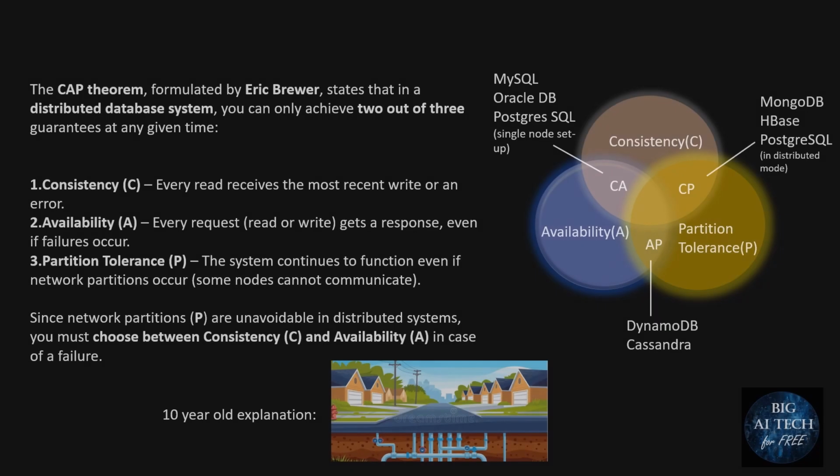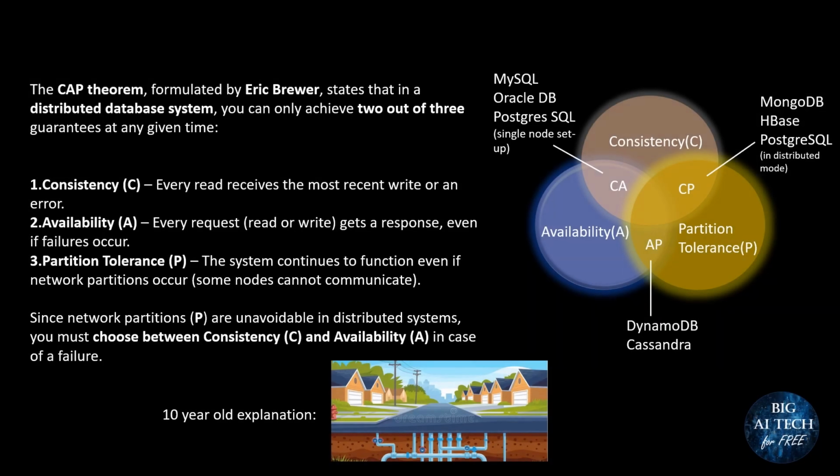CAP theorem is formulated by Eric Brewer, and states that in a distributed database system, you can only achieve 2 out of 3 guarantees at any point in time. C stands for consistency, A for availability, and P for partition tolerance. So what is consistency? Every read receives the most recent write or an error.